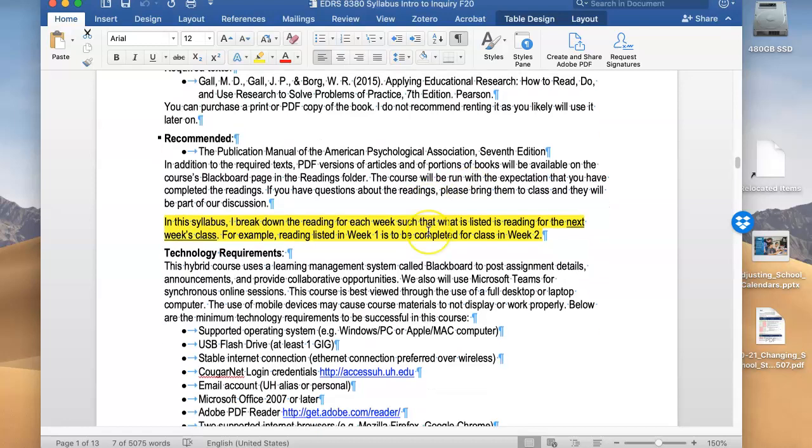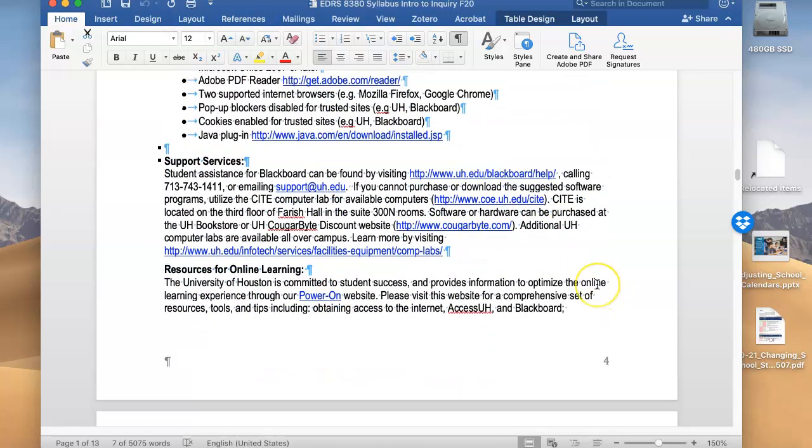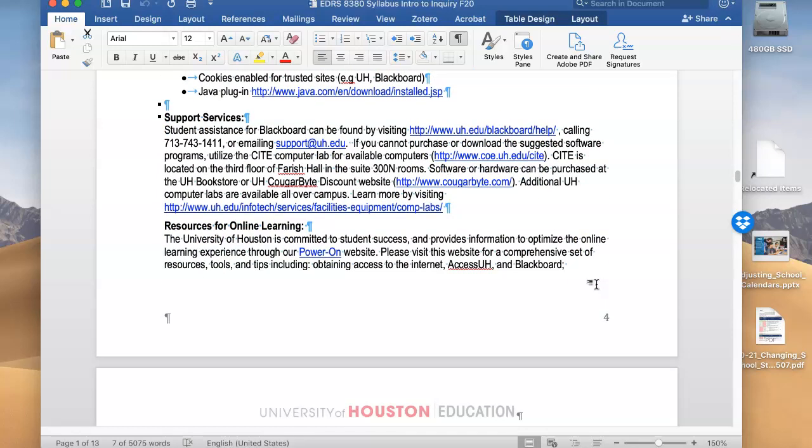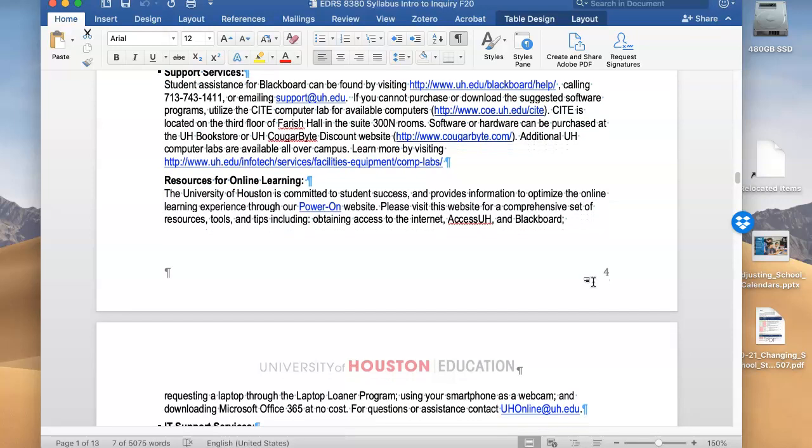I'll let you read through the technology requirements and support services. Please know that the university does provide support services for technology, and starting this semester, we provide really enhanced services. So if you need some assistance and your workplace is not able to help you, please call any of these numbers or reach out to people at the University of Houston.